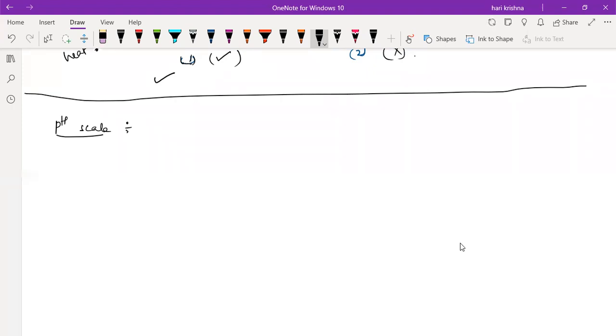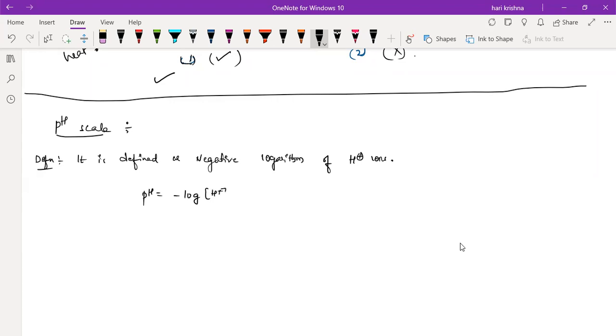So the pH scale will tell us whether the given substance is an acid or base, and also the strength of an acid or base. pH is defined as the negative logarithm of the H plus ion concentration. So pH equals minus log [H+].